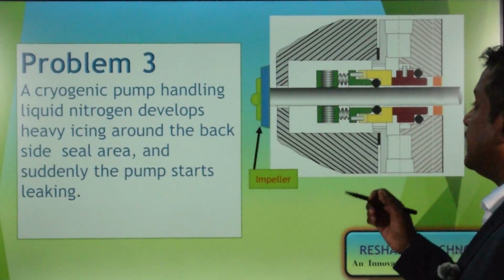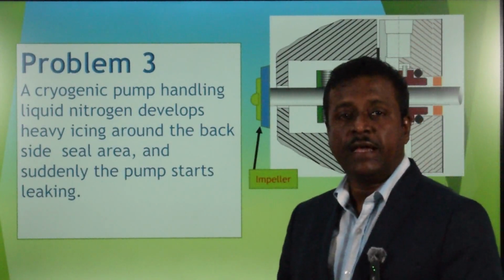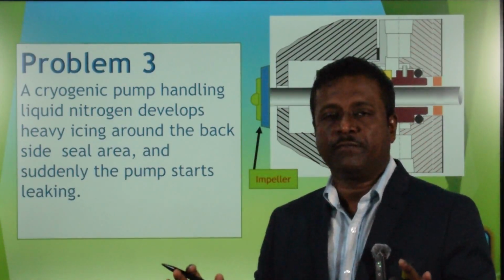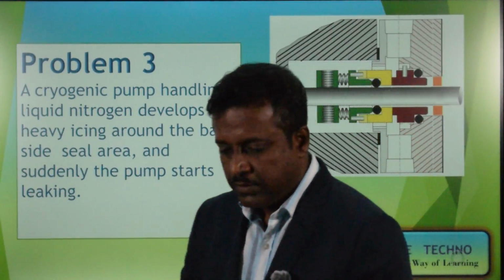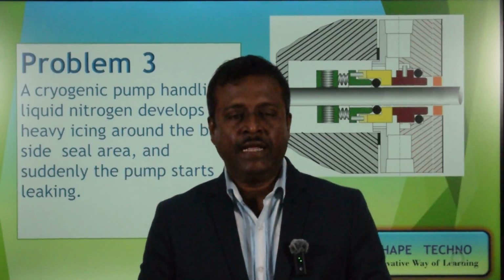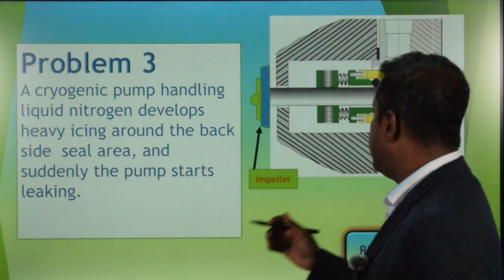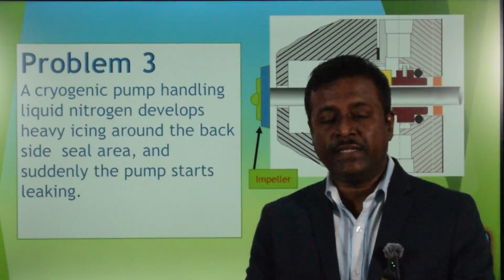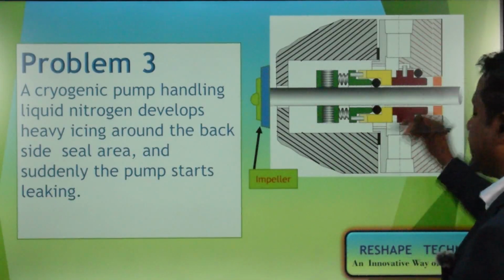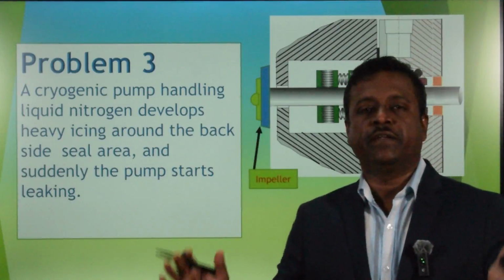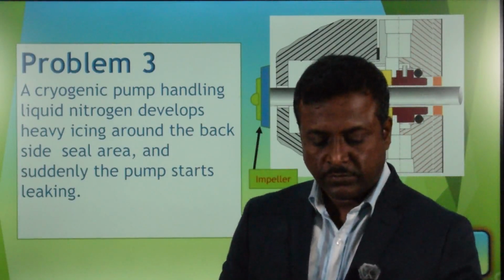Now, problem number 3, a cryogenic product handling pump running perfectly fine, maybe liquid LNG or liquid nitrogen handling pump, and all of a sudden you find there is icing at the back side of the gland plate, and all of a sudden mechanical seals start leaking. So, have you ever come across this kind of problem? What is the common in between three problems?